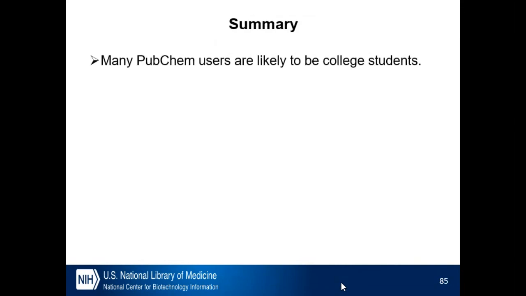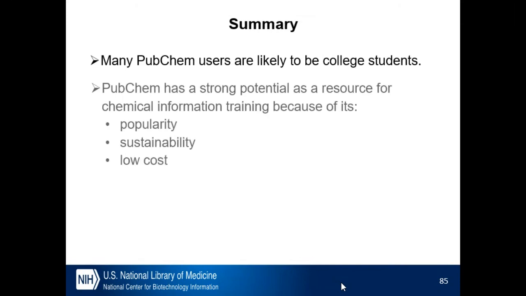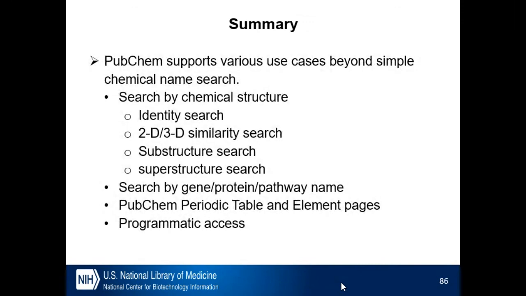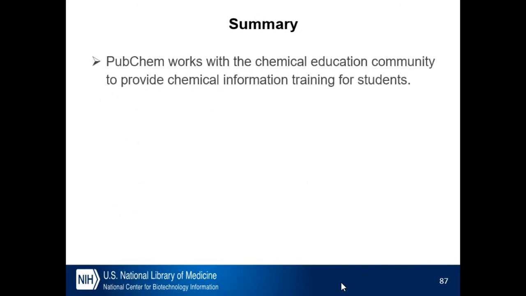Many PubChem users are likely to be college students, and PubChem has a strong potential as a resource for chemical information training because of its popularity, sustainability, and low cost. And PubChem supports various use cases beyond simple text search, including chemical structure search, search by gene, protein, or pathway name, interactive periodic table and machine-readable elemental data, and programmatic access.